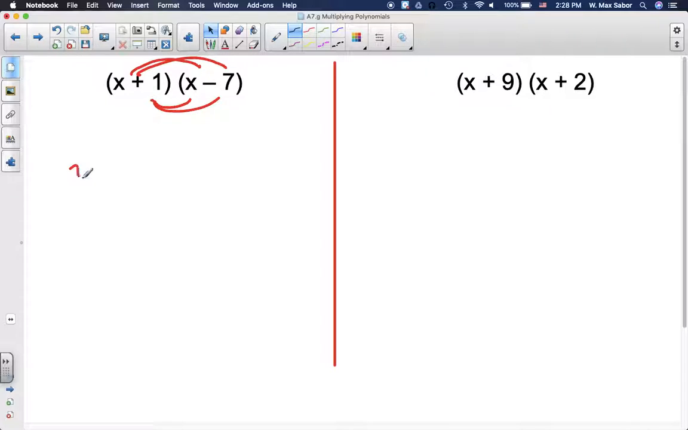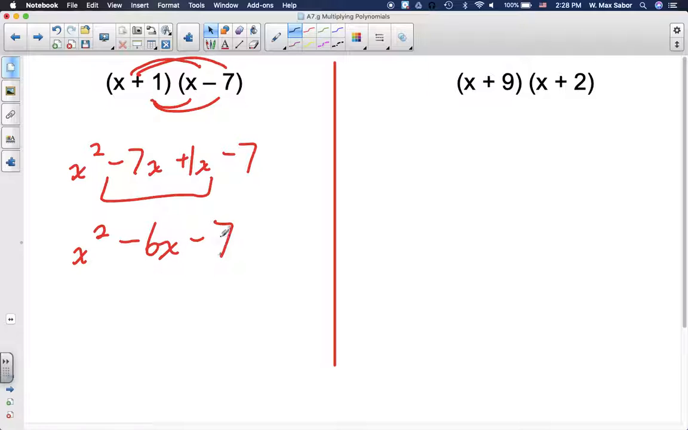We're doing x times x is x squared. X times negative 7 is negative 7x. 1 times x is positive 1x. And 1 times negative 7 is negative 7. These are like terms, giving us x squared minus 6x minus 7. Watch your signs. Realize that the negative 7, that negative is attached to the 7, so that's why this was negative and that was negative. In this one, there aren't any negatives to worry about.